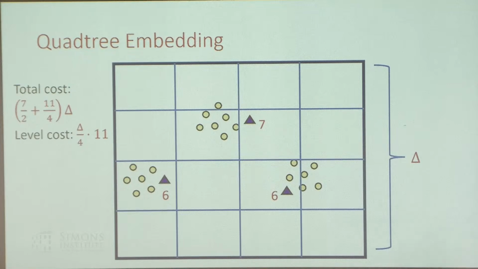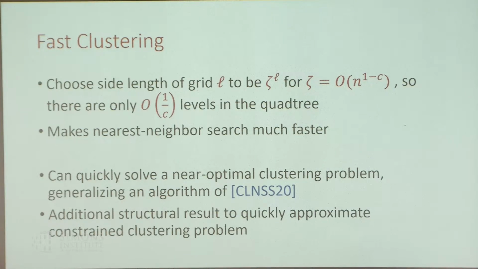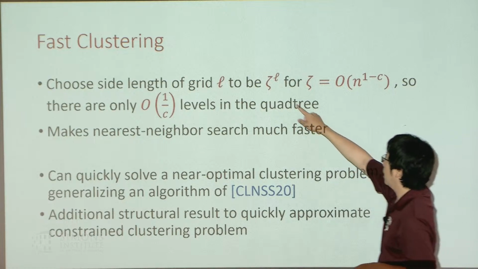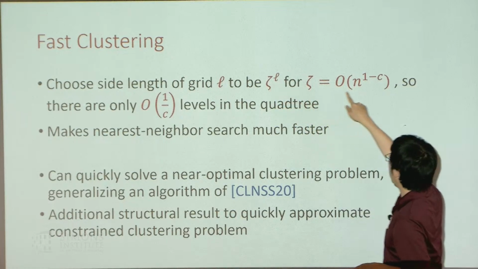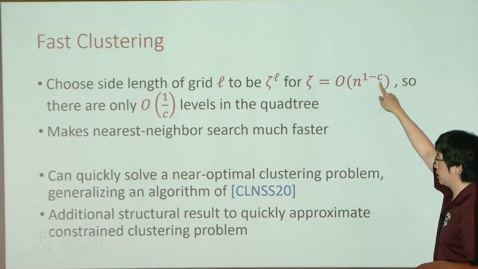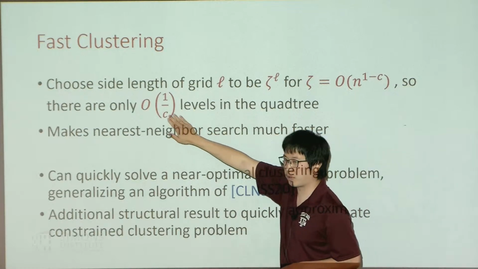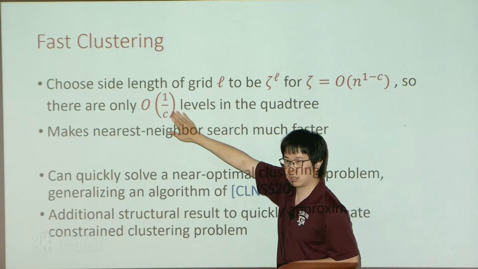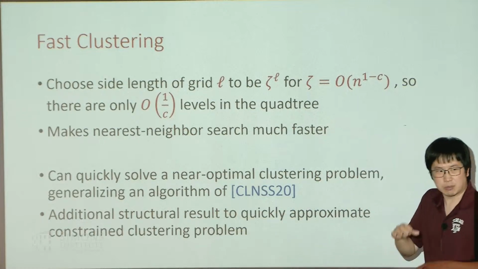OK, so the way I said this, the grid is split in half. But more generally, for our purposes, we'll choose the side lengths of the grid at level L to be zeta to the L, where zeta is actually much bigger than 2. It's like n to the 1 minus c, which means that we only need a constant number of levels in this quad-tree. So there are only a small number of grids.